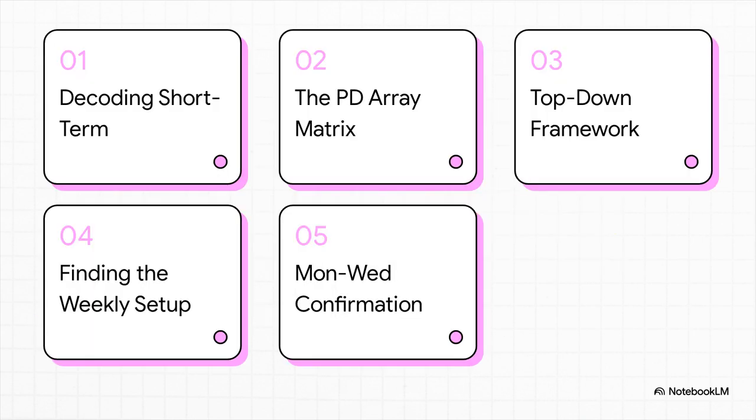So here's what we've got on tap. First, we'll break down what short-term trading actually is. Then, we'll get into the main tool for all of this, the PD array matrix. After that, we'll build out a top-down framework, show you how to spot the weekly setup, and then we'll finish with a killer confirmation signal that ICT says is the telltale sign you've got a tiger by the tail.